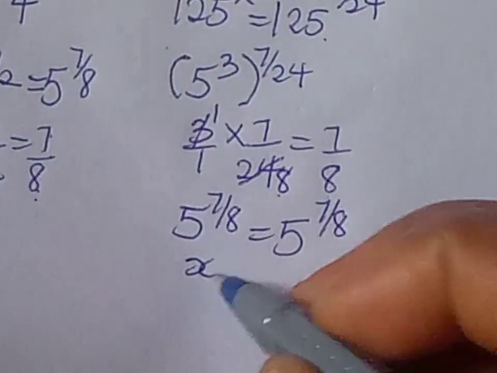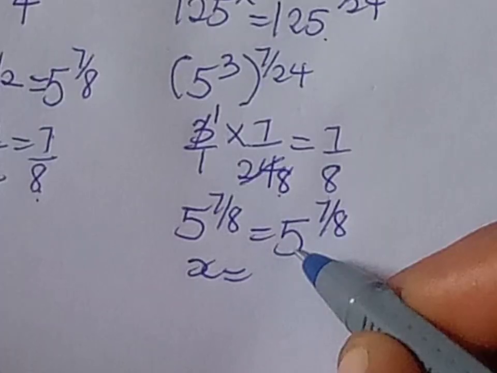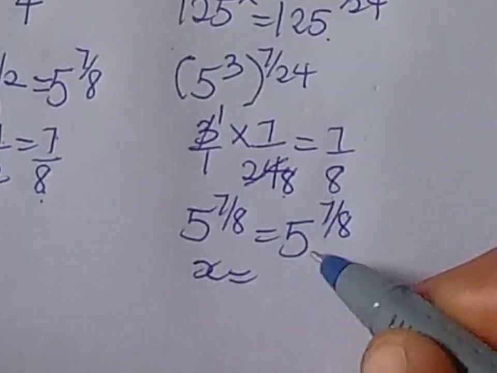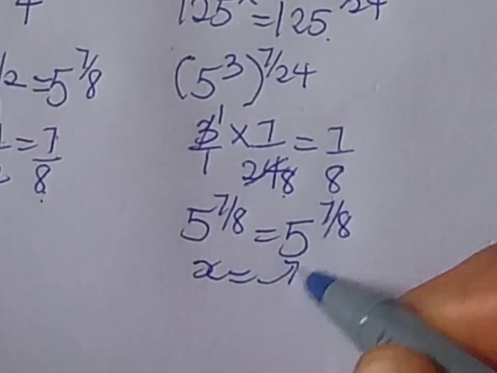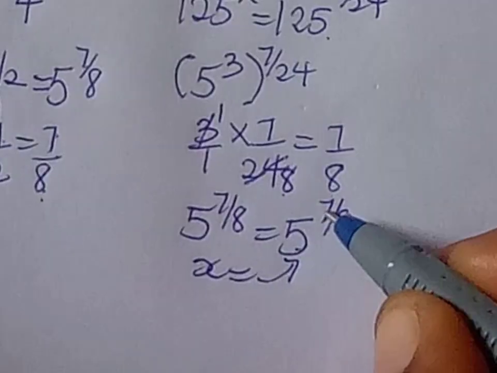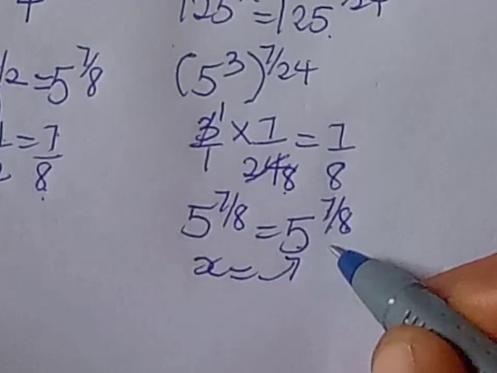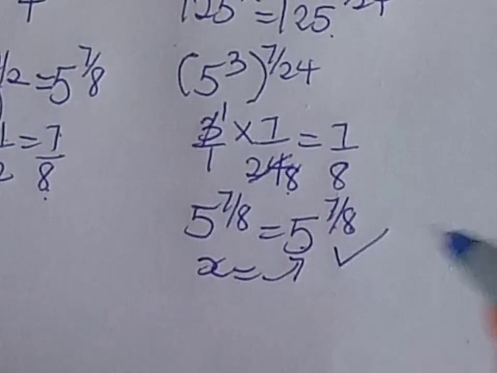Therefore, our x equals 5 raised to the power 7/8. So this is our x now. X is 5 raised to the power 7/8, which is our final and correct answer.